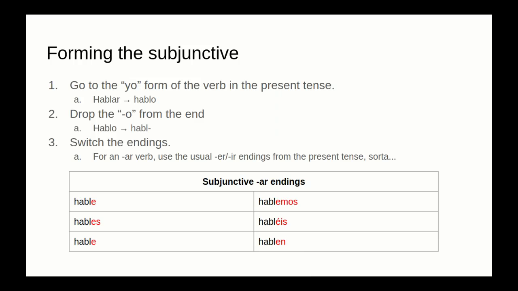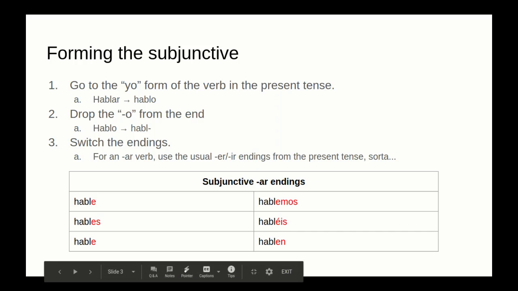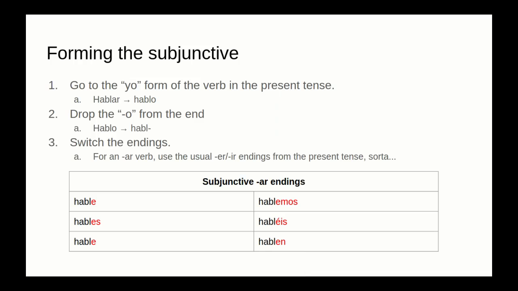So what does this look like with our verb hablar? Well, we went to the yo, hablo, dropped the O, habl, switch the endings and get hable, hables, hable, hablemos, habléis, hablen. Note that the yo and the él, ella, and usted forms are identical, so you will probably need to use a subject pronoun to clarify.